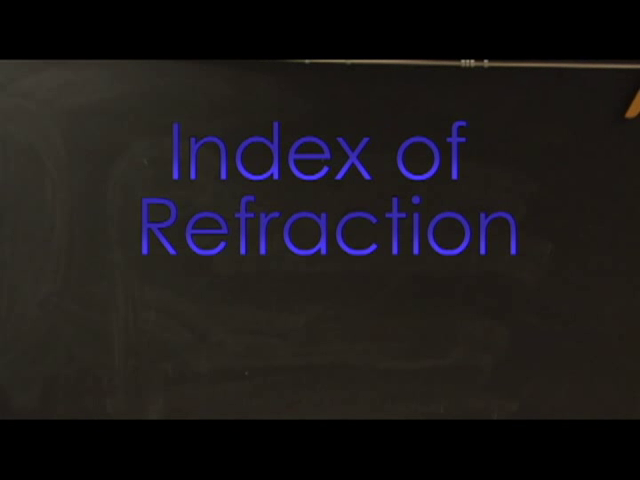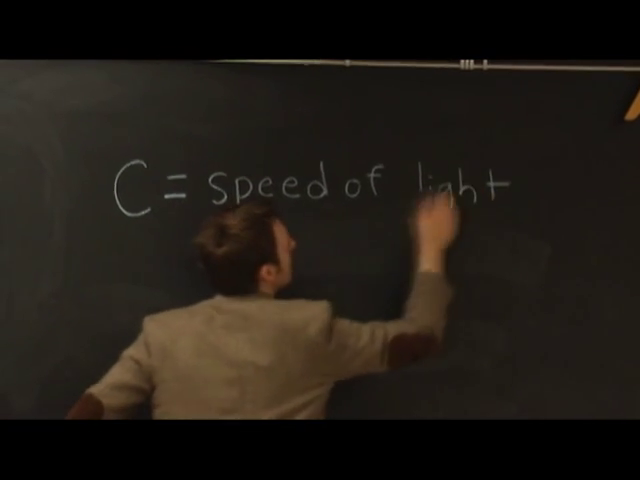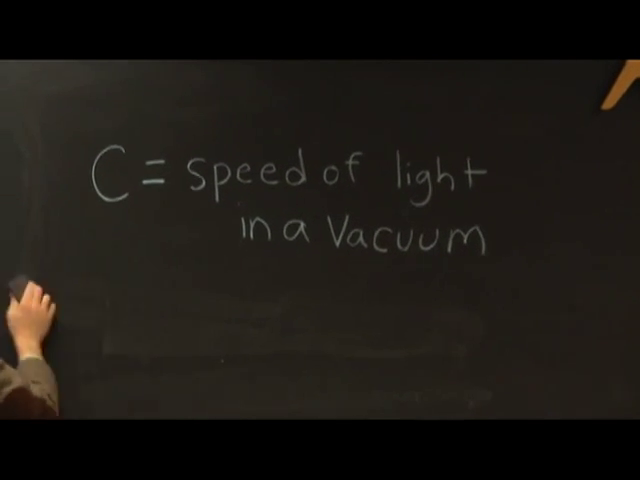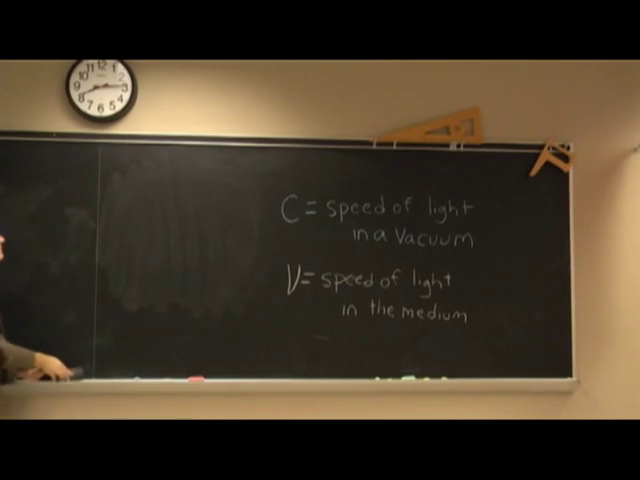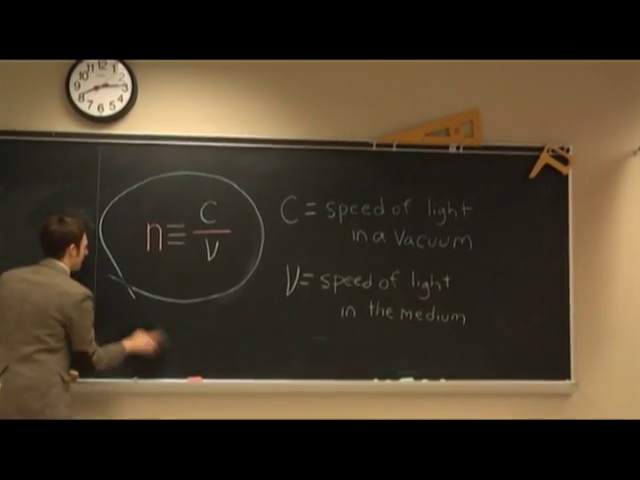The purpose of this lab is to determine the index of refraction for a piece of clear glass. C is the speed of light in a vacuum. V is the speed of light in the medium. The index of refraction, N, is defined by the ratio of the light speed in a vacuum to the light speed in the medium.